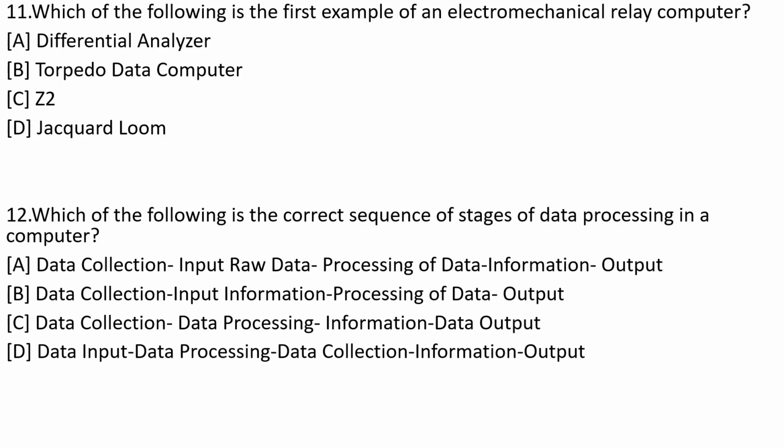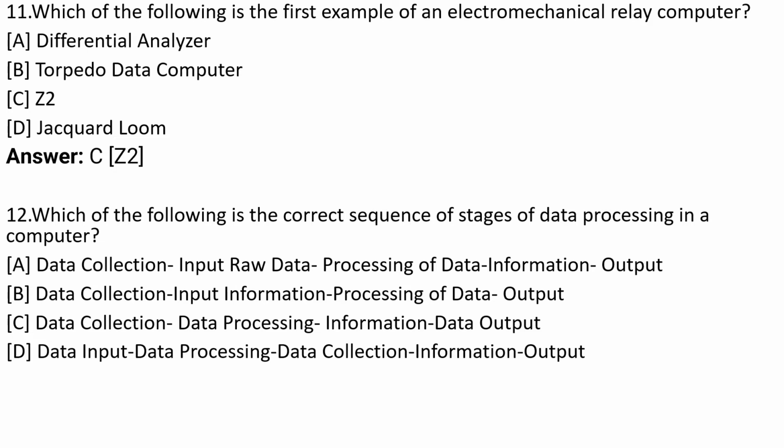Question number 11. Which of the following is the first example of an electromechanical relay computer? Option A, differential analyzer. Option B, torpedo data computer. Option C, Jet2. Option D, Jacquard loom. And the answer is option C, Jet2.